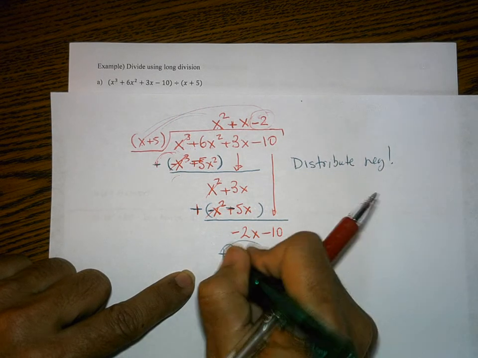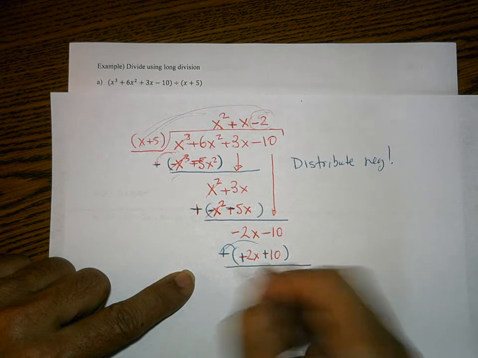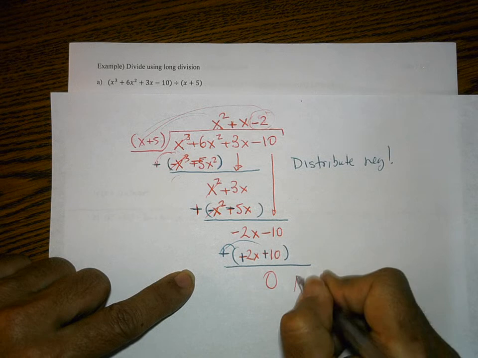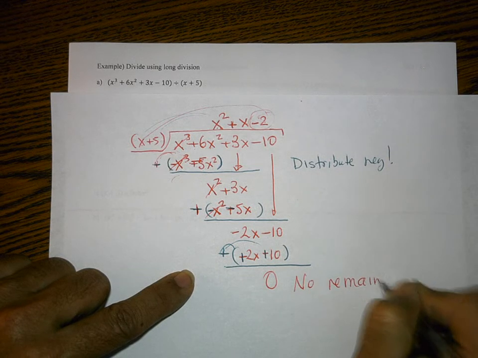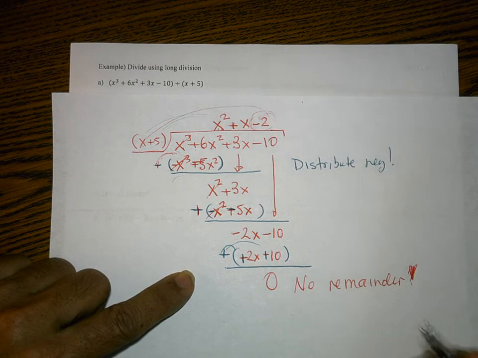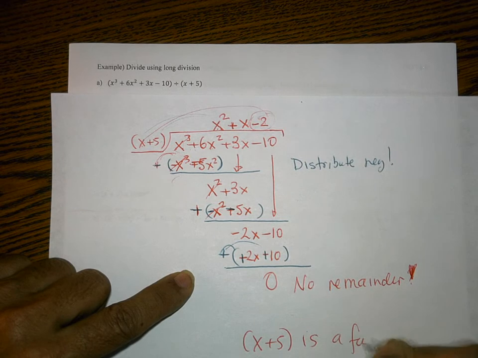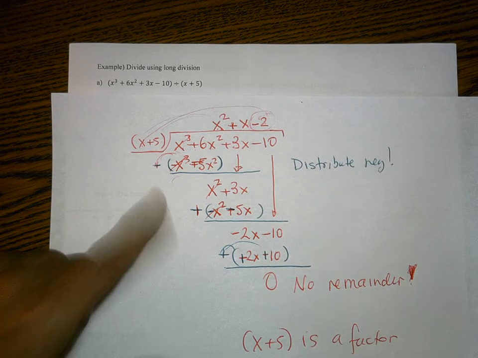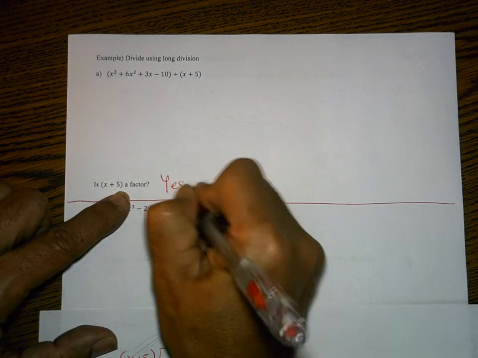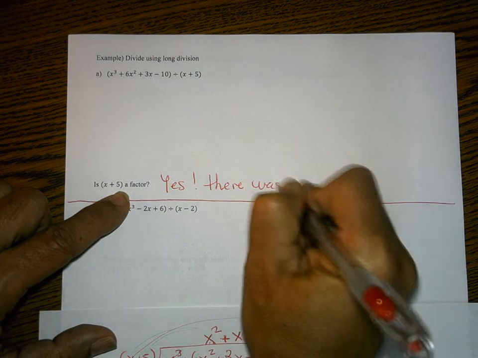And I can say that I'm doing a negative 2x plus a positive 2x is 0, and a negative 10 plus a positive 10 is 0. So again, that was no remainder. No remainder! What does that mean? That means that x plus 5 is a factor of that dividend right there. It's asking right there, is x plus 5 a factor? Yes, it is a factor. And you can say there was no remainder.